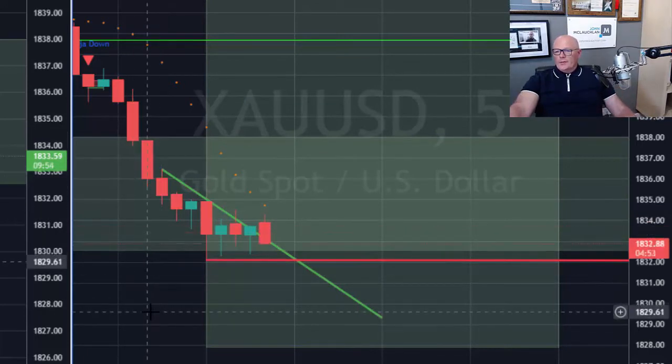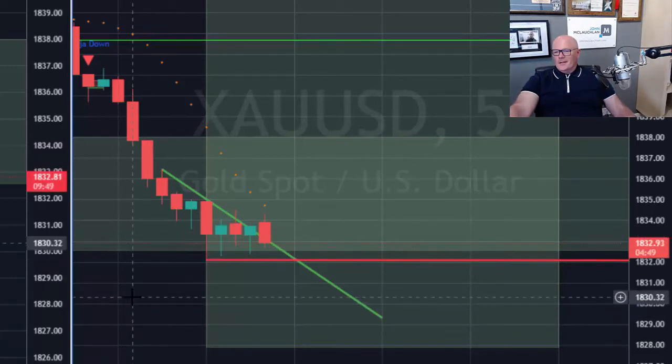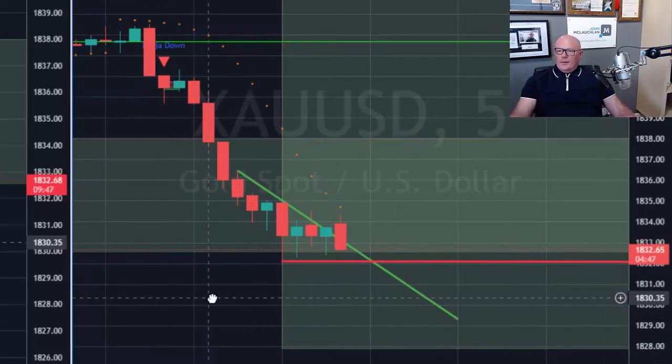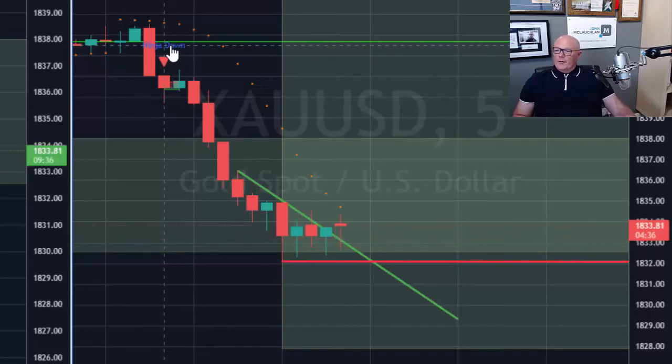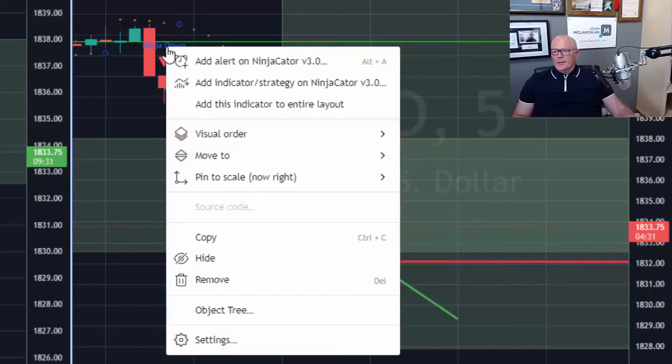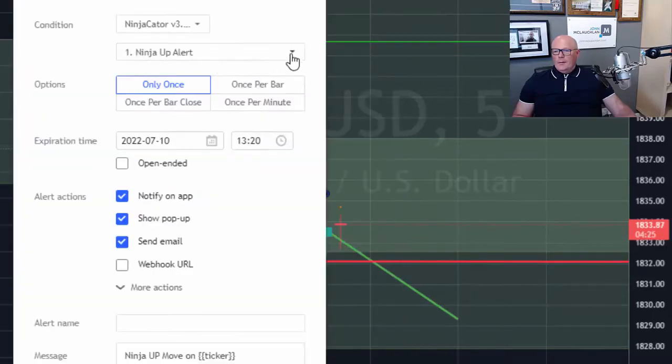It's just broken that trend line, and it's just gone straight back. So the other thing we're waiting for is this ninja alert. Remember I said about this ninja alert? So if I go to the Ninjacator, and again, Ninjacator is available within the community. It's bespoke software that has been written by a member of our community who's got coding skills. So we're going to right click on that, say add alert on Ninjacator, and go combined up and down.